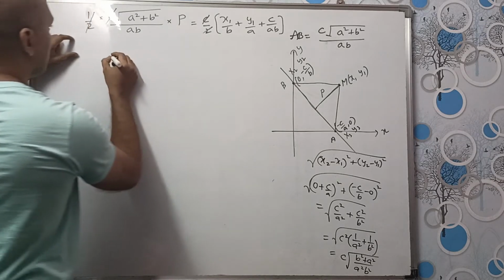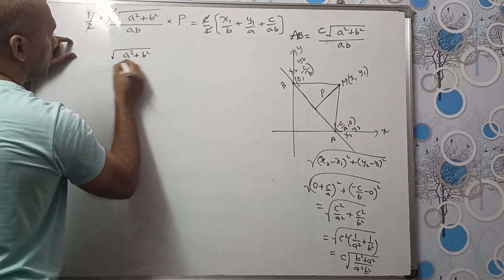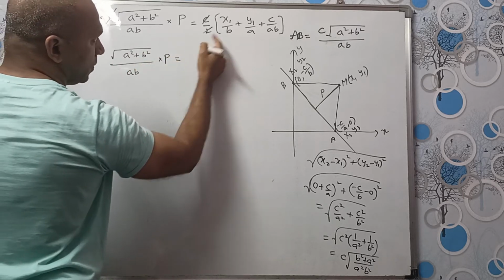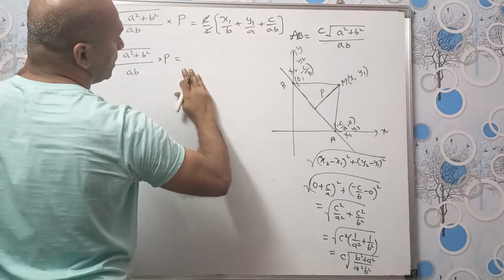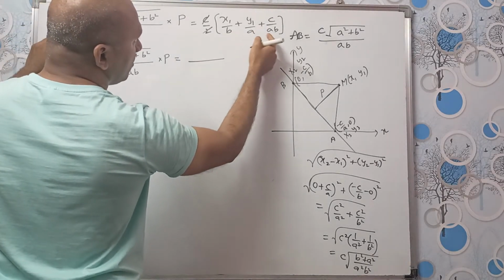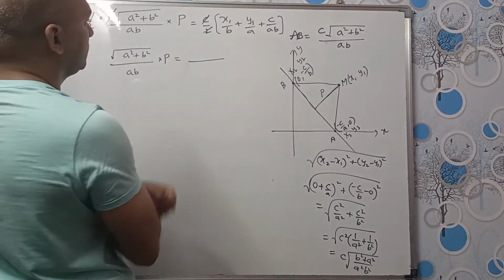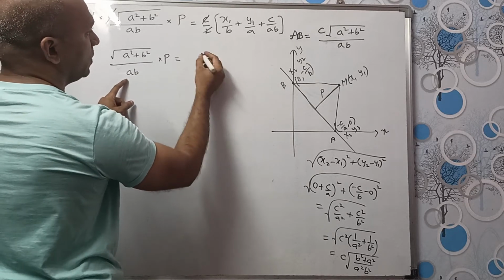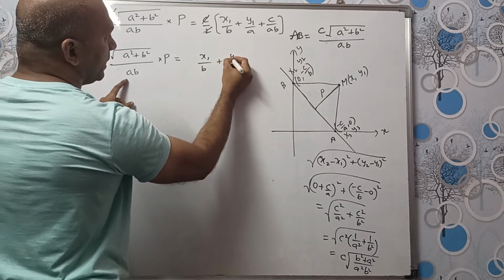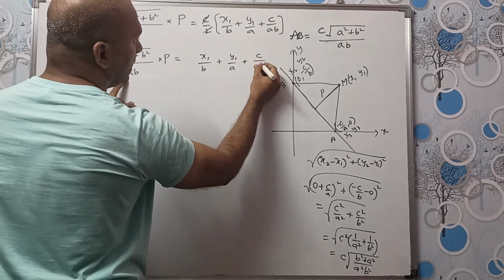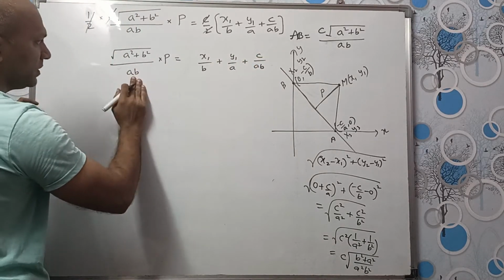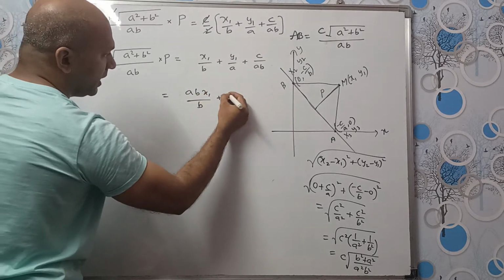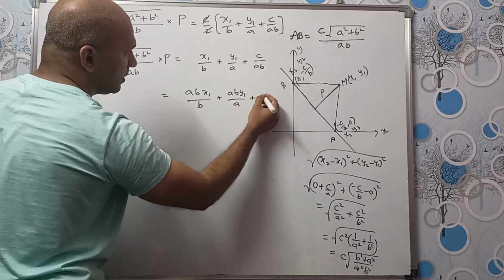Okay, now see here, this is root of a square plus b square divided by ab multiplied by p. We need to find this p, right? Okay, now if you simplify this, what would this be now? See, multiply both sides by ab, or see, you can send this ab on the other side, right? You can do that. We have like this, right? C by ab. If you send this ab, which is in the denominator, on the other side, it will be multiplied with every term, right? It will be like this.